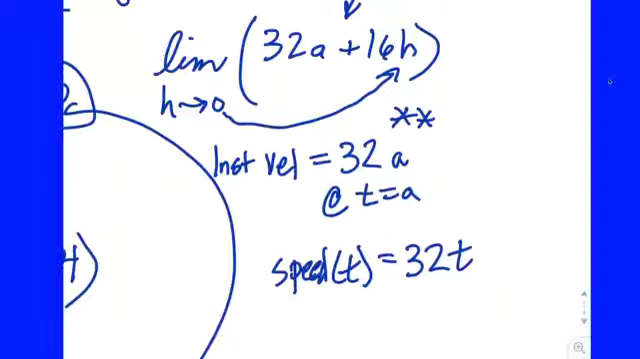Now, if you want to know how fast the book is falling in the beginning, right when we let it go, plug in a time equals 0. What's 0 times 32? 0. How fast was the book going exactly 1 second after we let it go? 32. How fast was it going 2 seconds after we let it go? 64. You get the idea. The acceleration due to gravity is 32 feet per second each second, or 9.8 meters per second each second.